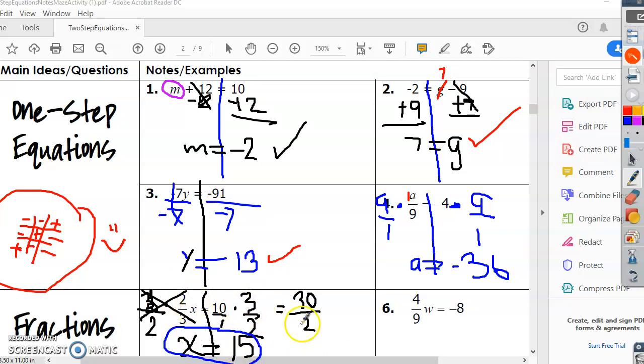There were no negative numbers here. If you check your answer here, that would be 2/3 times 15. And 15 times 2 is 30. 30 divided by 3 is 10. So it does check as well.